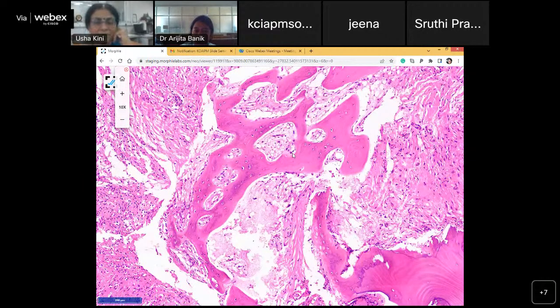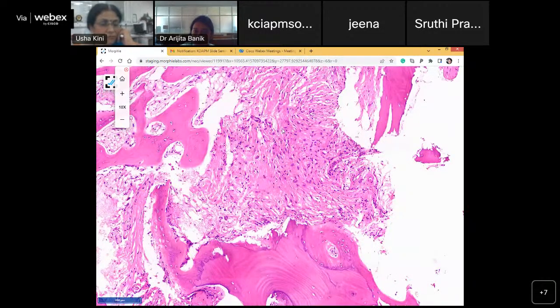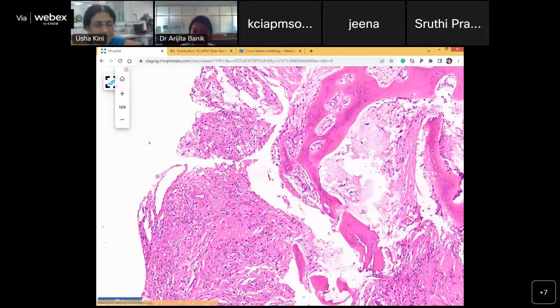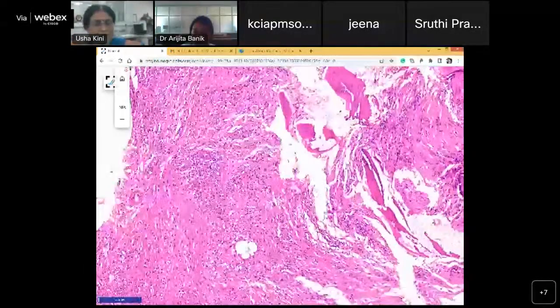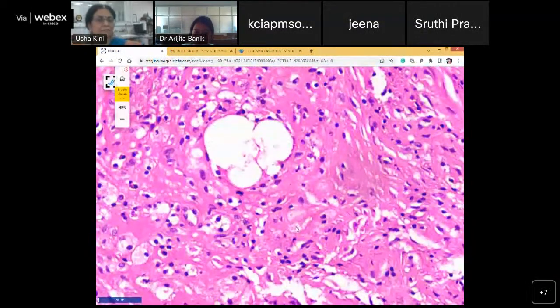Yes, ma'am. But here you see there's a lot of fibrosis. Agreed? Yes, ma'am. But here, if you look, there's a lot of inflammation, right? And here there is something nice. What is it? What are these? You can see my pointer? Yes, ma'am, these are foamy macrophages. Absolutely, you're very right.